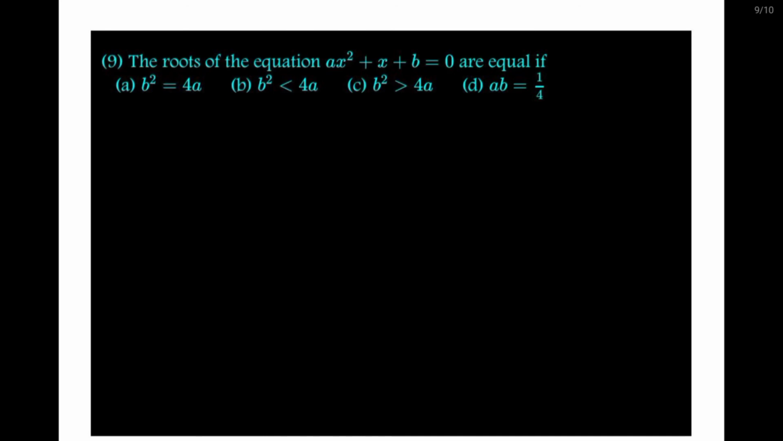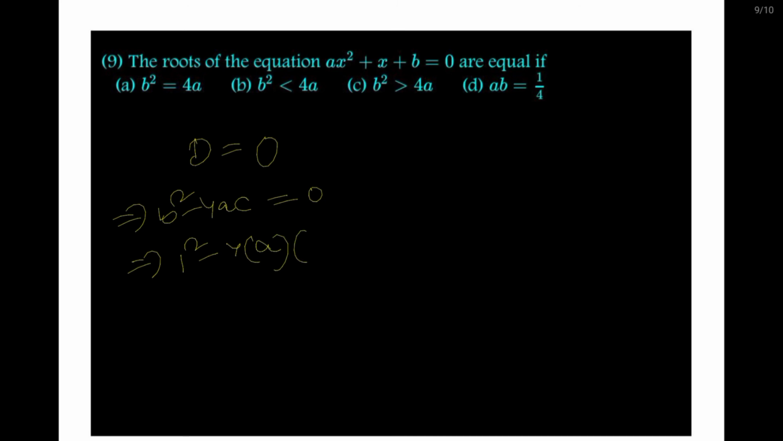And the question is, the roots of the quadratic equation, this equation, are equal if. So just now we have seen that the discriminant gets equal to 0. So b square minus 4ac, this is the condition for having equal roots. So b square minus 4ac must be 0. If we put them here, b is 1 square minus 4ac, a is a itself, and c is b, must be equal to 0.